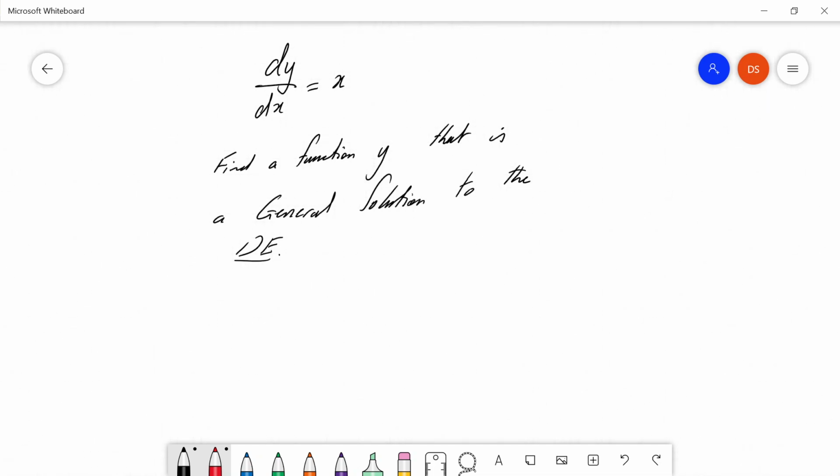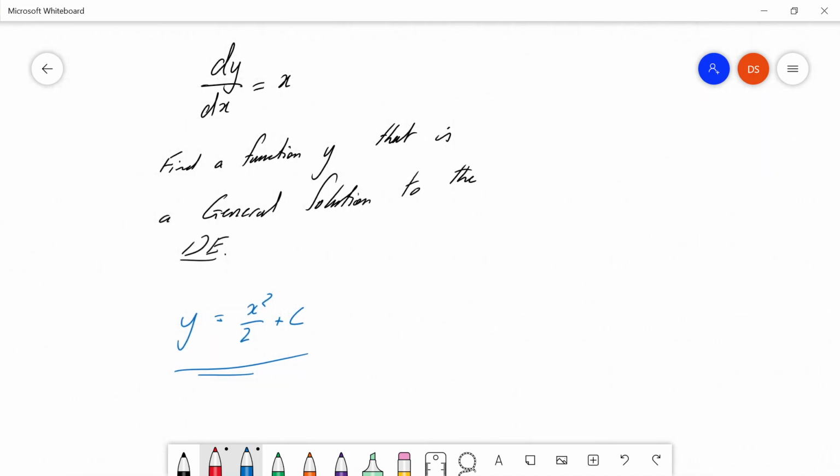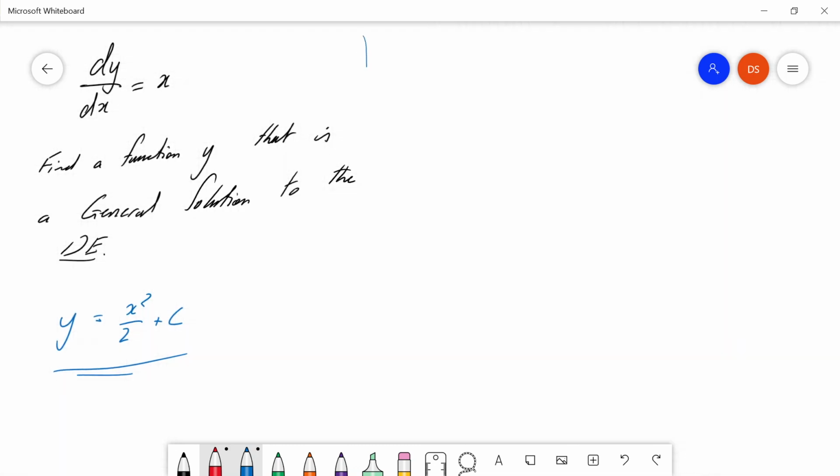So first off, all you need to do is integrate. So this side integrates to y, and this side integrates to x squared divided by 2 plus c. And that is called a general solution, because it's got constants in it. However, what we're going to do is take this notation and change it up a little bit. And so we're going to solve this by doing this.